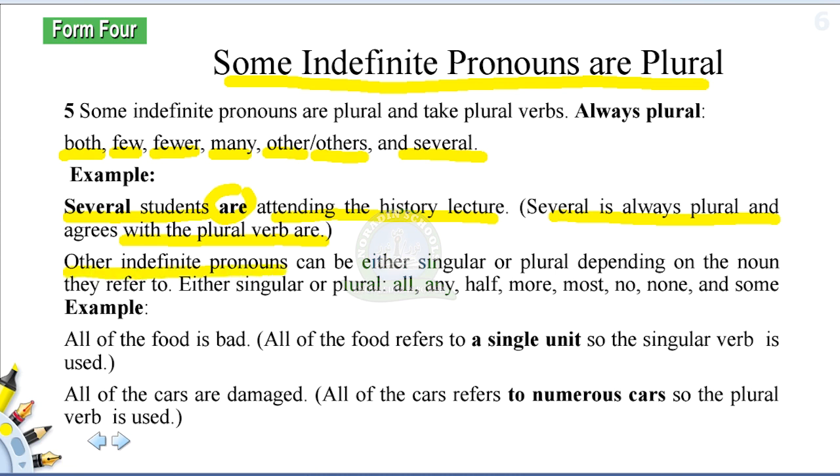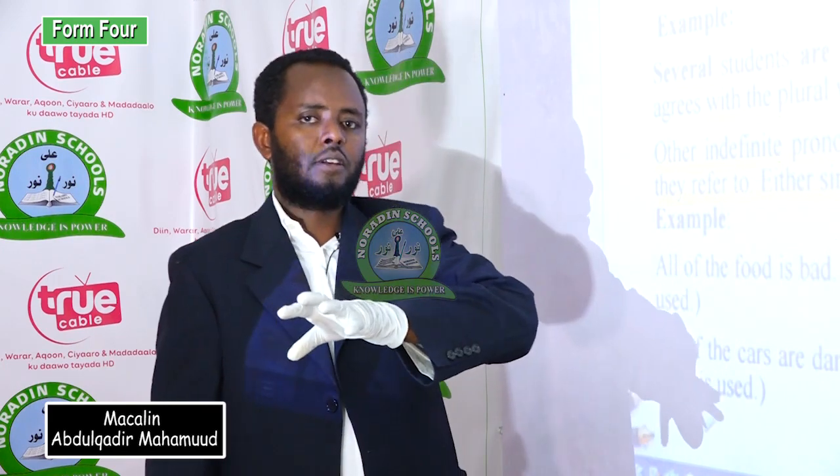Other indefinite pronouns can be either singular or plural, depending on the noun they refer to, like all, any, more, most, none, and some. You can use either singular or plural; it depends on the context. For example, all the food is, because food is uncountable. All the people are, because people are countable.